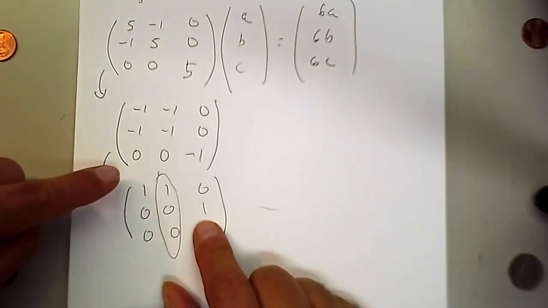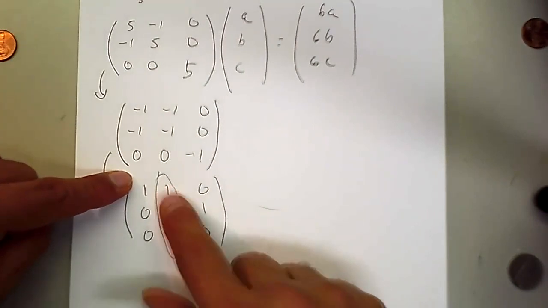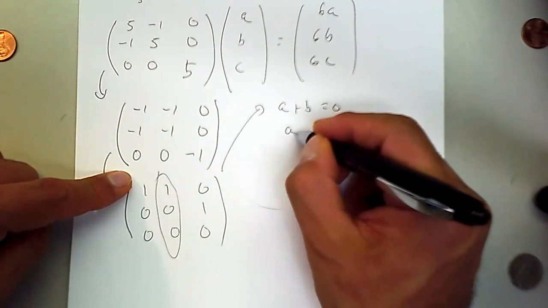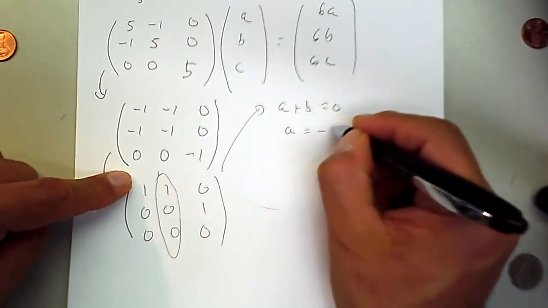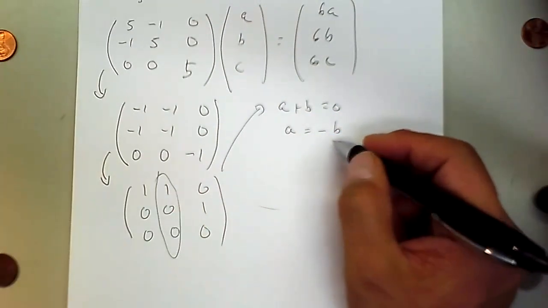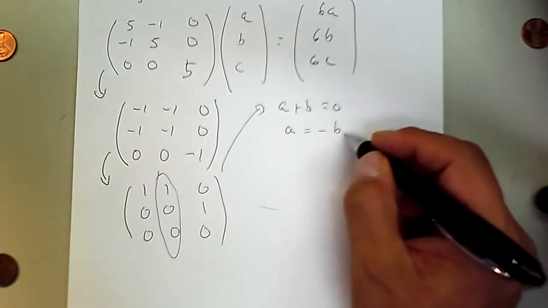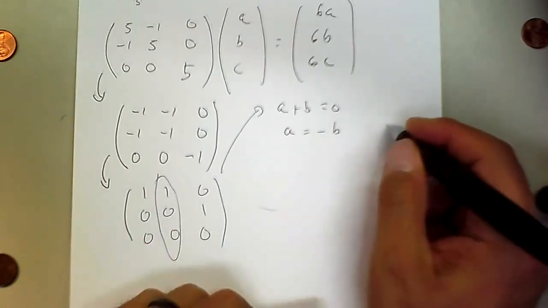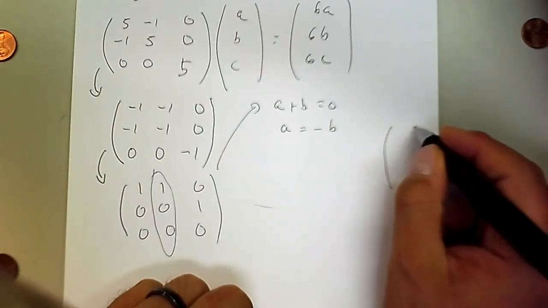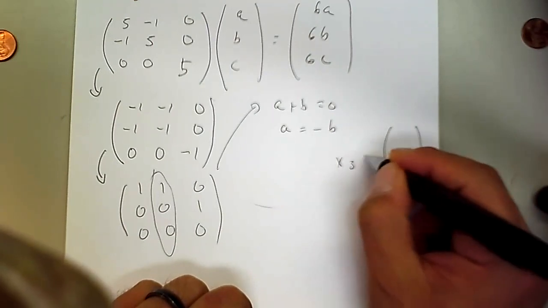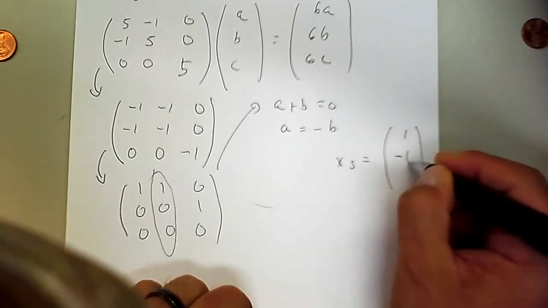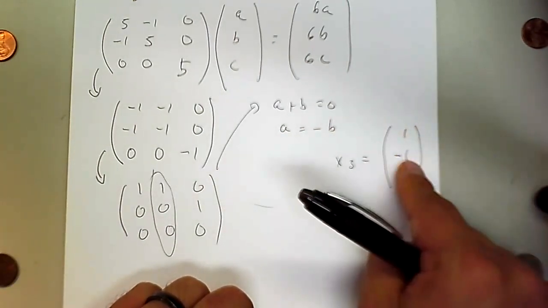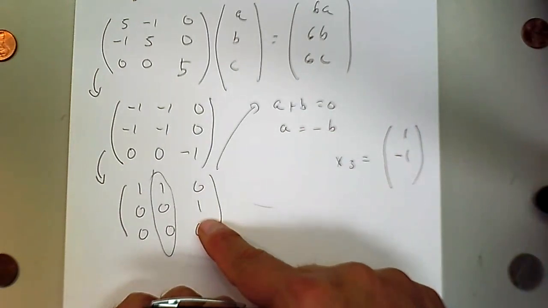So A plus B has to be 0, which means that A has to be the opposite of B. Okay, so if B is negative 1, then A is positive 1. So we can start building our eigenvector x3 as 1, negative 1. They have to be opposite of each other. So if this is 1, this is negative 1. If that was negative 1, this would be 1. And C has to be 0.